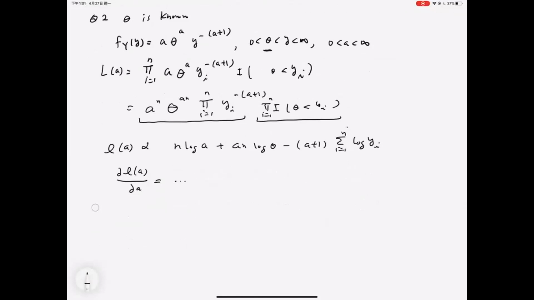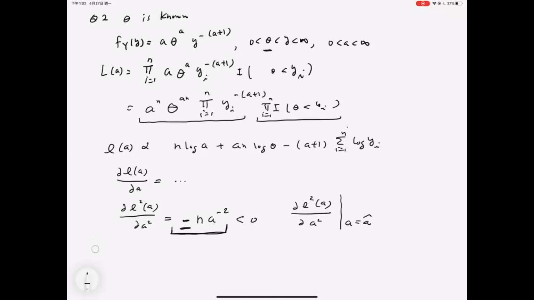I do want to mention one thing: don't forget to check the second derivative. My second derivative is easy to evaluate; it is minus n over a squared, which is smaller than 0, so it should be intuitive. But if the whole second derivative is really hard to tell whether it's bigger or smaller than 0, don't forget you have another tool: plug in a equals a hat, which is the solution where the first derivative equals 0.